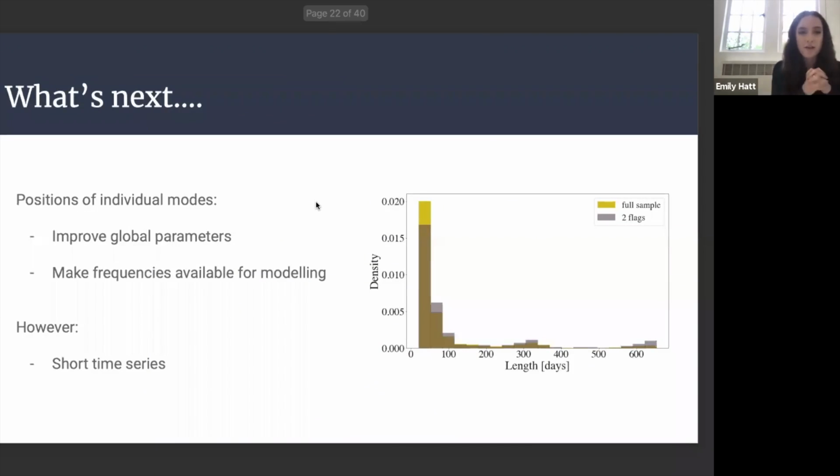Okay, so that is the catalogue as it stands. We have these 600 or so stars. It's actually up to 730, I believe, at the moment, with numax and delta nu. And what's coming next? What do we want to do next?